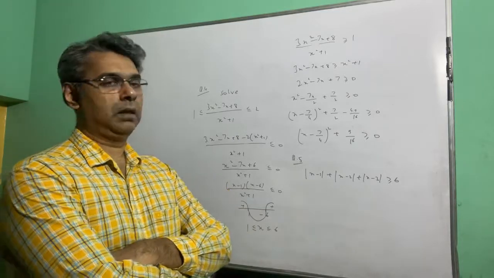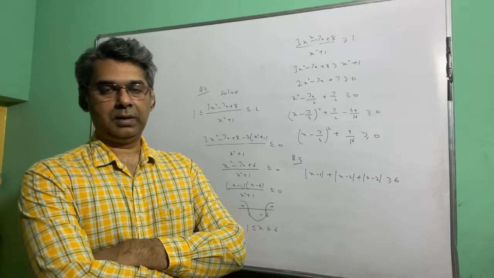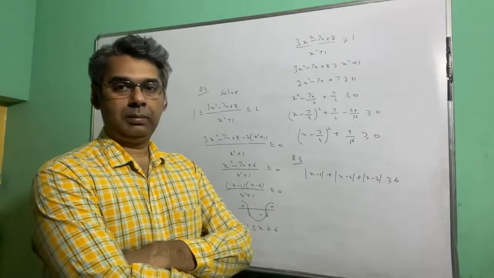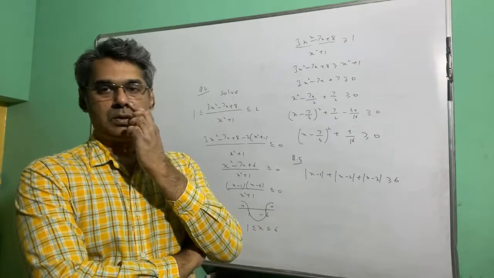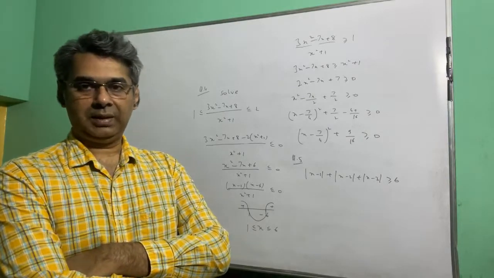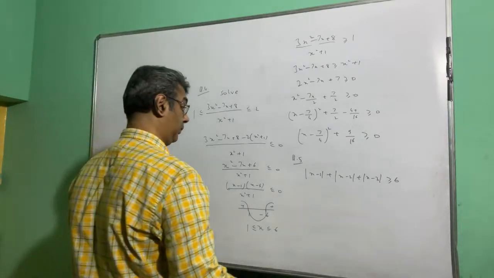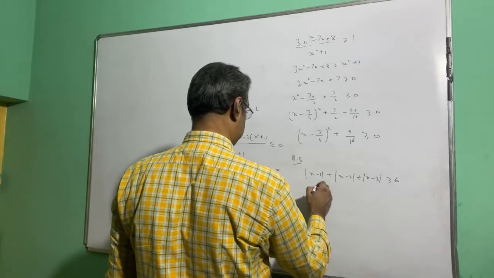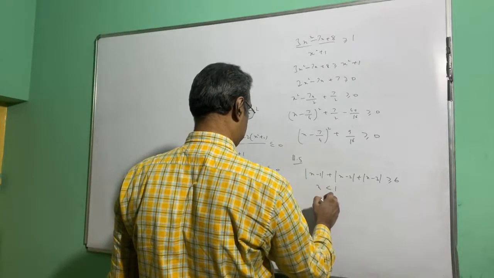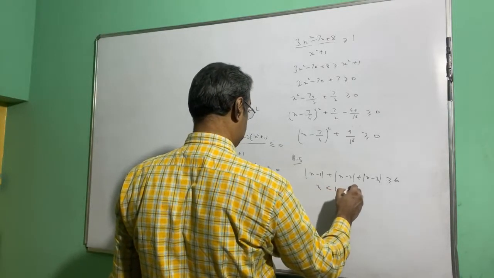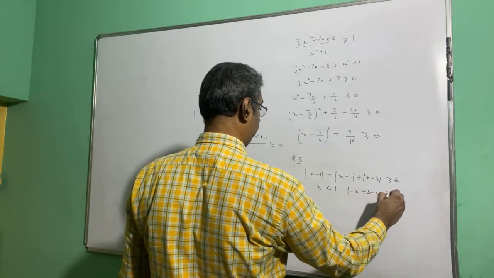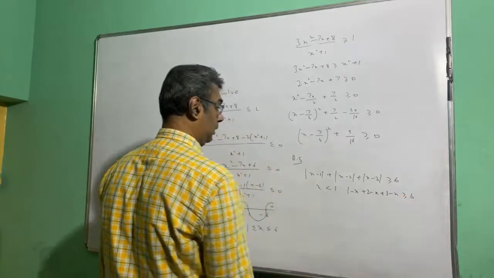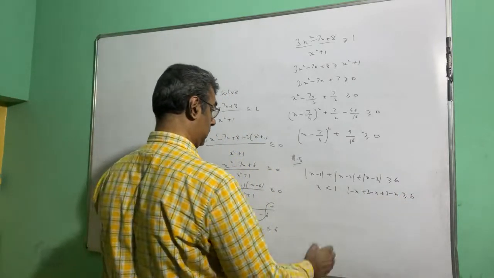The reason is that a modulus either returns the same number or the negative of the number, depending on whether that number is positive or negative. So there is no other way to do the sum except taking intervals. So you can do it like this. Suppose x is less than 1. So (1 − x) + (2 − x) + (3 − x) is greater than or equal to 6.